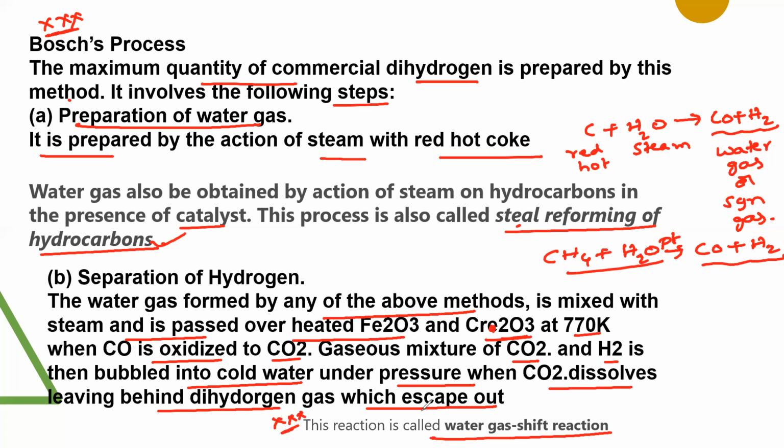I'm writing here on the board. Please make a note: water gas shift reaction. In the first step we have carbon monoxide plus hydrogen gas. Next, we have the water gas shift reaction. So how does the water gas shift reaction take place?